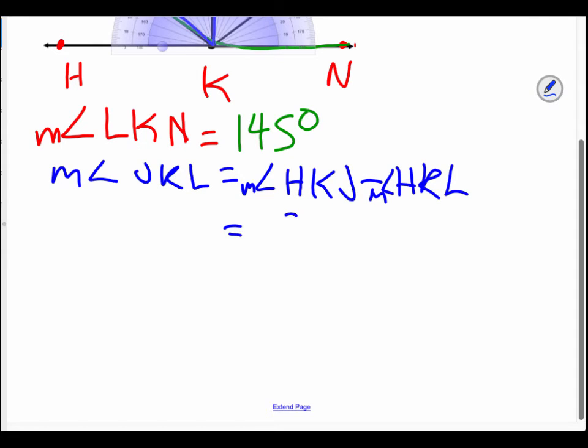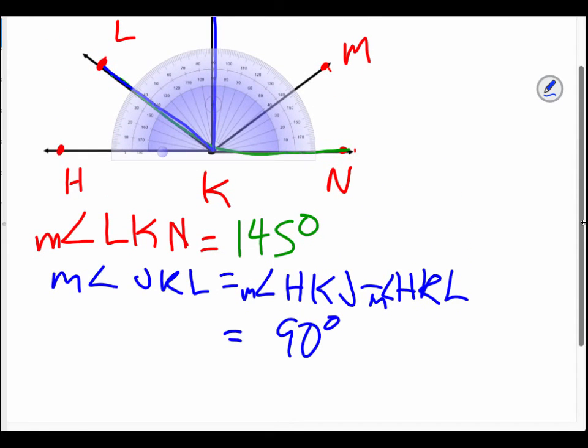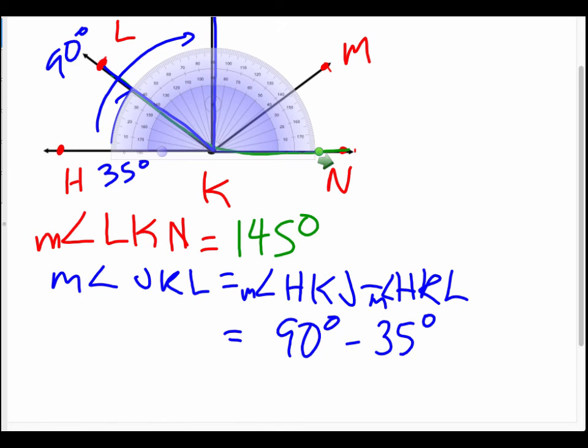Well, I know the measure of this is 90 degrees. And what's the measure of the second angle? Well, I slid my protractor over a little bit, but it's actually 35 degrees. So when I subtract 35 from 90, what do I get? 55. So let me label this in here. From here to here, it's 90 degrees. What we're really interested in is this shaded region from here to here. Does that make sense? And the only way I can do that is I have to subtract those two, so I get 55 degrees. Okay?